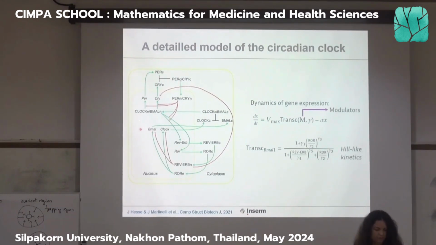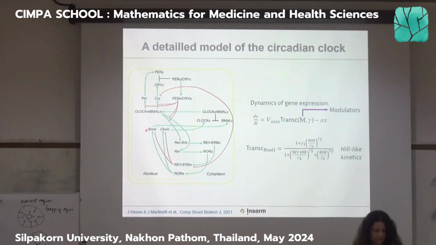So every time you have small letters here, it means mRNAs. Every time you have capital letters, it means proteins. So here, everything follows the mass action except the transcription rate. So here I have written, for instance, the equation for this guy, Bmal1, well, Bmal here. So as you can see here, you have 3 arrows here. So the idea is to have 1 term per arrow.